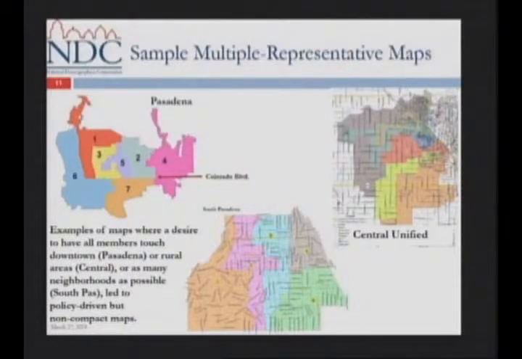On the top right, we have Central Unified School District. You have the city center along the freeway, and then you have very rural farming areas. And so a very similar choice. Everybody touches the business area, everybody touches the farming area, because neither one was more important than the other. Everybody needed this kind of idea of fairness or equity across the council members.